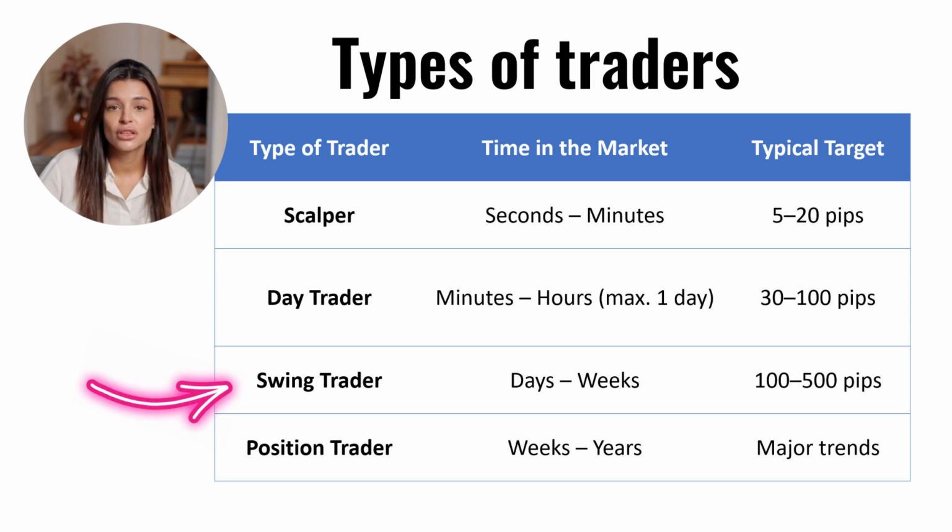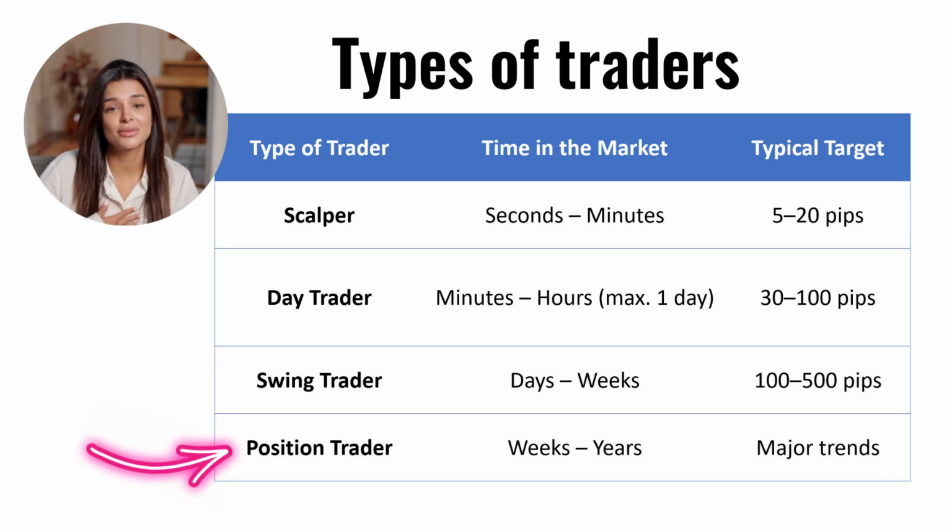Then we have the swing traders. They are more patient. A swing trade can last for several days or even weeks. They look for bigger price moves and trends. Finally, the position traders, also called investors. They hold trades for a very long time, weeks, months, or even years. They focus on big trends and fundamental changes in the market.